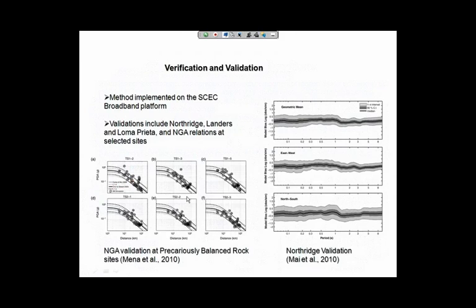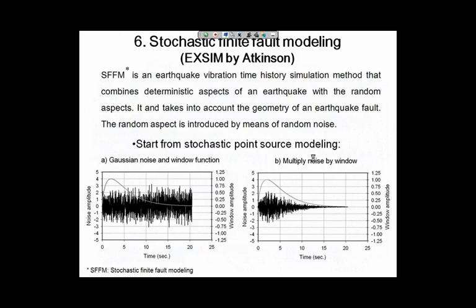And this is their one example of how they validate against Northridge, Landers, Norm Prada, and so on. And this is a Northridge example with bias, standard errors. So it looks like they are doing quite well.